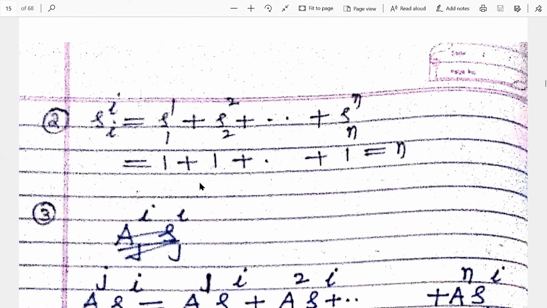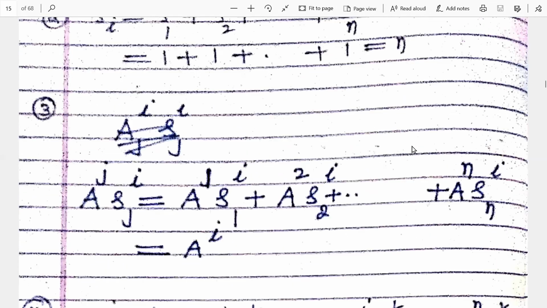Property number 2. Delta ii, if these two indices are the same, so i is running from 1 to n. This term is 1, this is 1, and so on. The total sum is n, right?